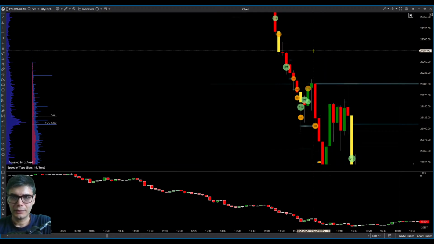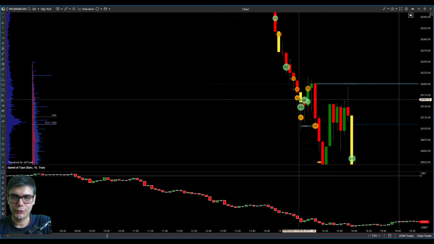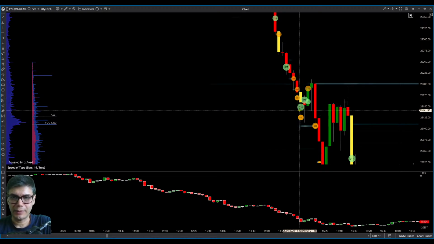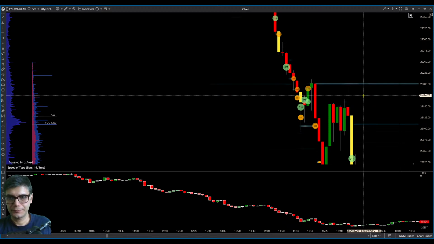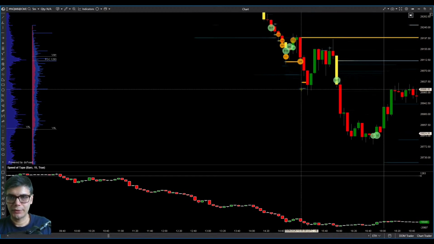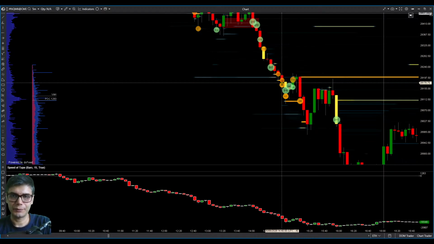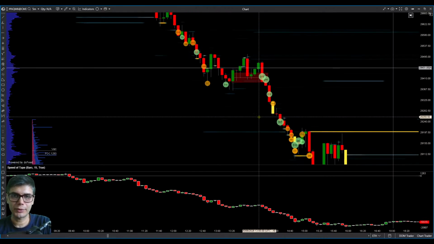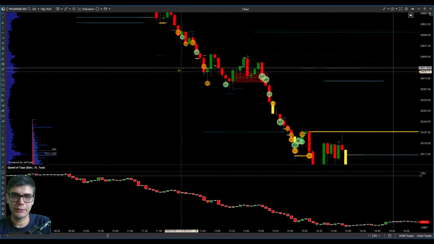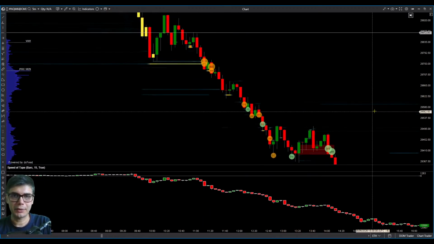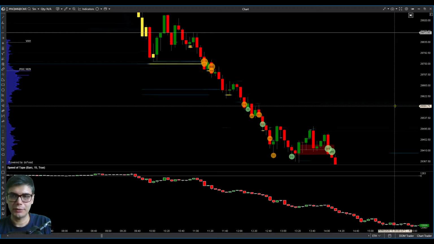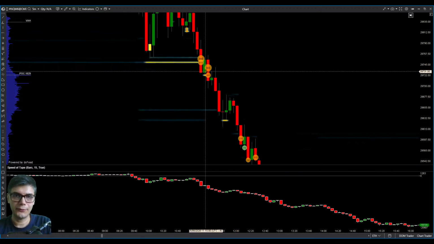You see that 500 absorption, 516 absorption. And then what happened? The downtrend continues. When I see trades bigger than 400 contracts, that sends me a signal that we might have a big continuation. It was here, right there, 423.